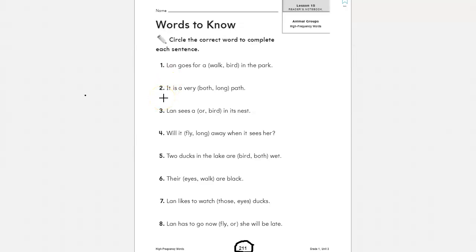Number 2 says, it is a very blank path. The words are both, long. So what would you say? It is a very both path. It is a very long path. Circle the word that best completes the sentence for number 2.